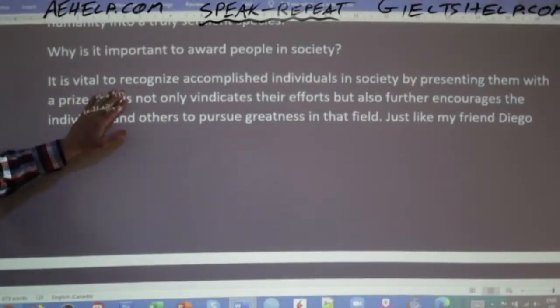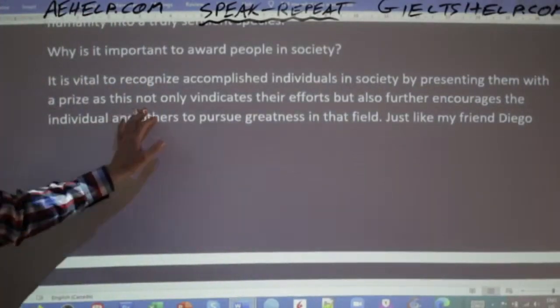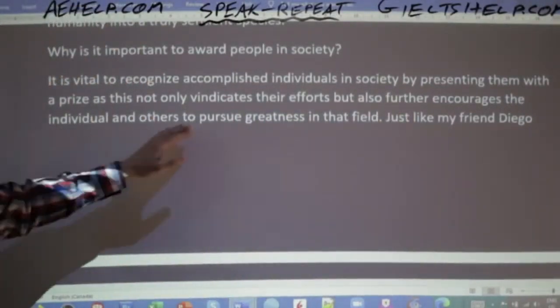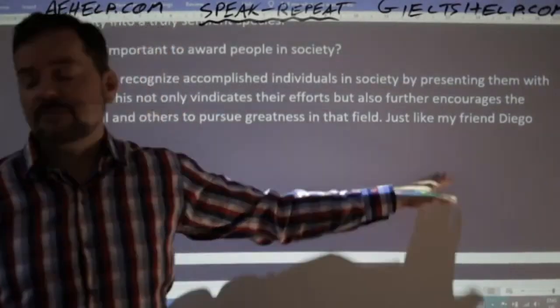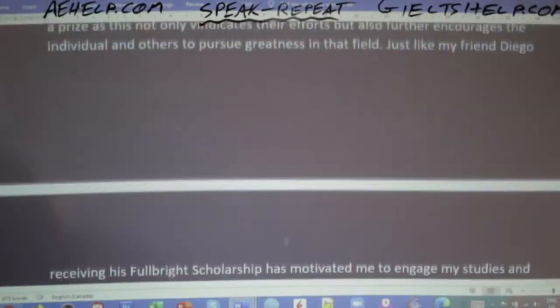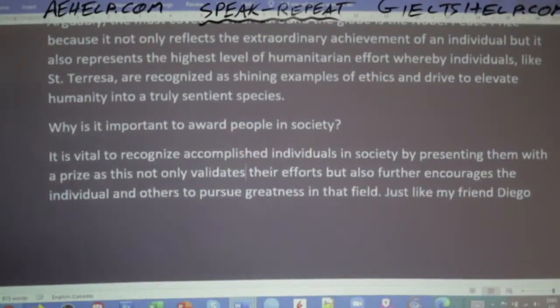So it is vital to recognize accomplished individuals in society by presenting them with a prize, as this not only vindicates their efforts, but also further encourages the individual and others to pursue greatness in that field. Just like my friend Diego receiving a Fulbright scholarship has motivated me to engage my studies and apply for this scholarship in the future. Instead of vindicate, I think a better word here is validate. Okay, so I'm going to change it to that. Validates their efforts. Okay. All right. Vindicates is a little bit different. Okay. All right, so validates their efforts.